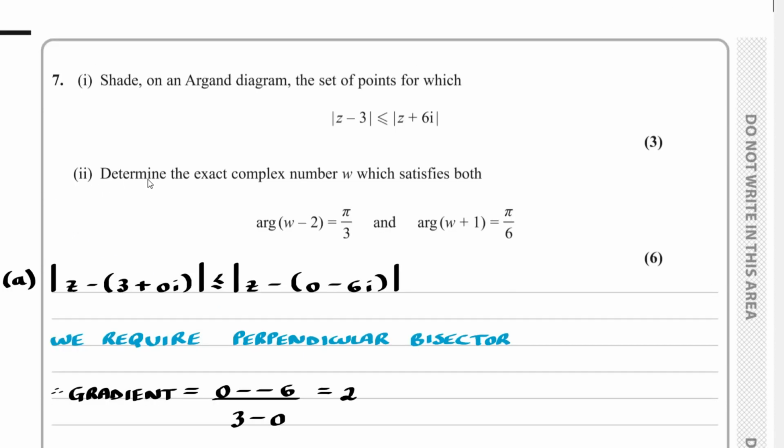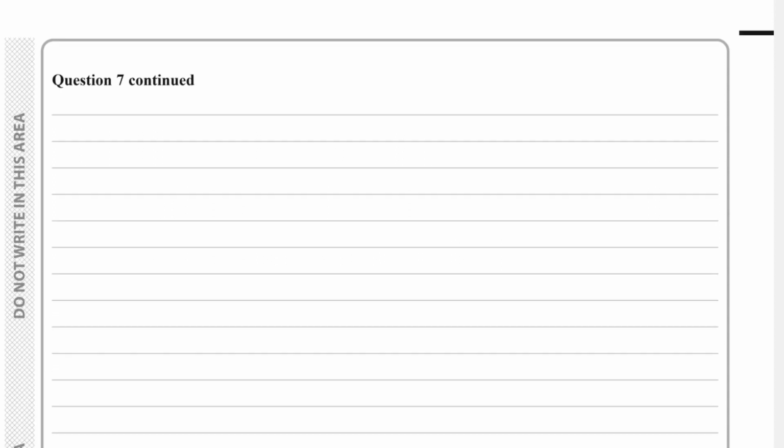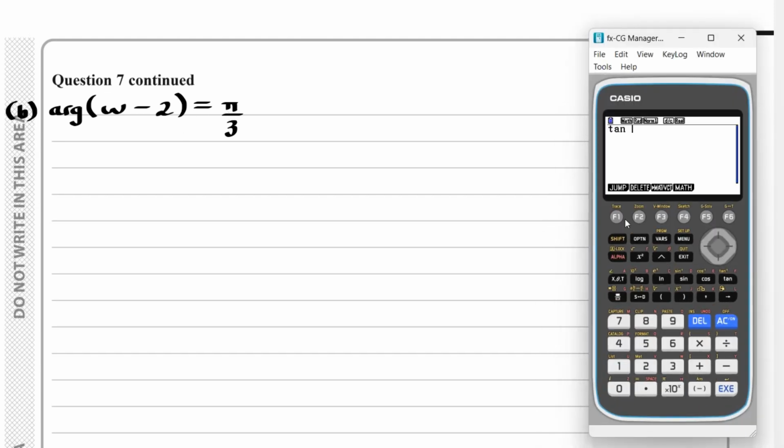For the next part, we have to determine the exact complex number w which satisfies both the argument of w subtract 2 equals pi over 3 and the argument of w plus 1 equals pi over 6. For part B, we've got the argument of w subtract 2 equals pi over 3. And if we work out the tangent of pi over 3, we get root 3, which means we can rewrite this as y equals root 3 multiplied by x subtract 2. We'll call this equation 1.